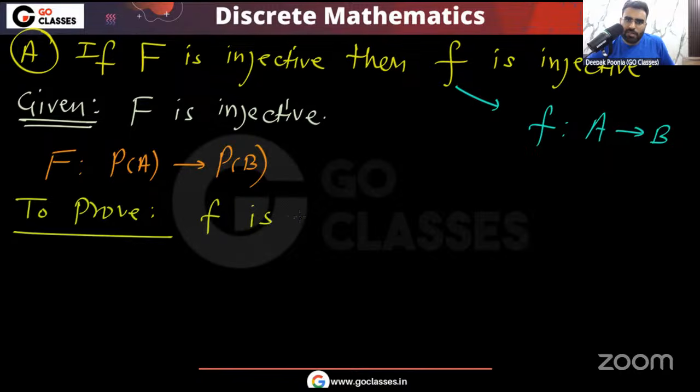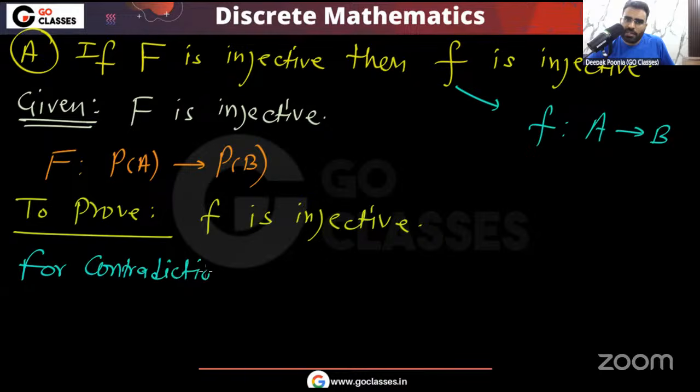Small f is injective. This is what I need to prove. To prove this, I will assume for contradiction. Basically, by contradiction, I will prove it. So for contradiction, let me assume, for a moment, that f is not injective.